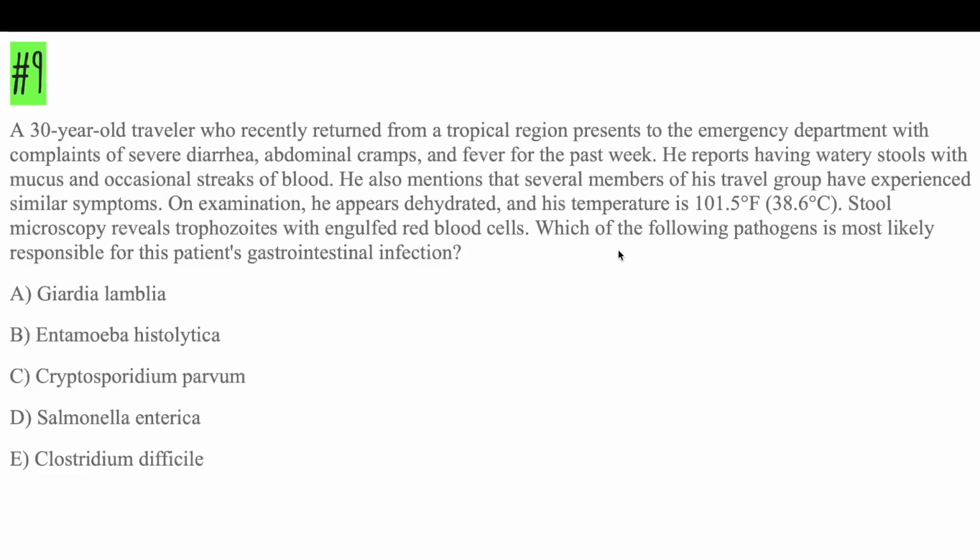We're going to jump to the last sentence here. We want to know what pathogen is responsible for his GI infection. Here we have a bunch of pathogens. So now as we go through, we're going to look at the symptoms and see what pathogen lines up with it.